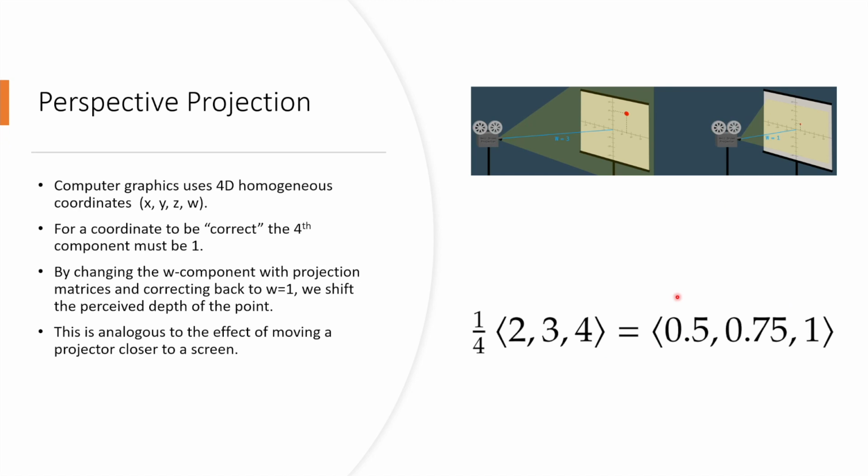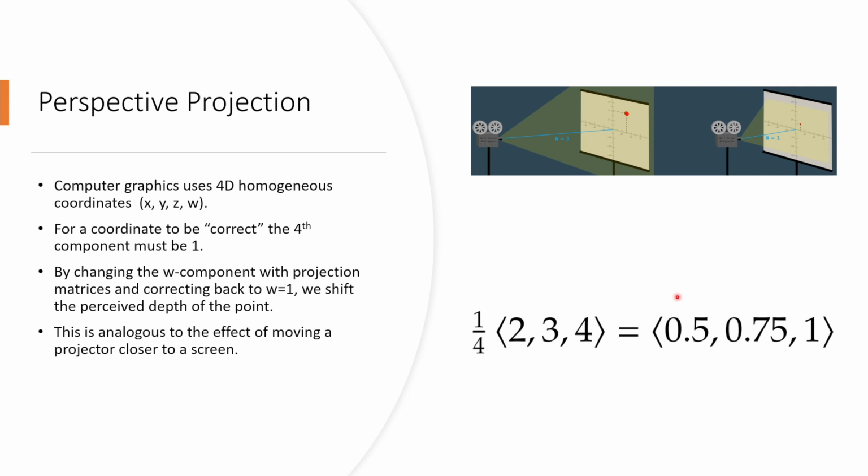And so finally, computer graphics uses these four-dimensional homogeneous coordinates, where we introduce a fourth W component. Now, for this to be correct within the context of computer graphics, the fourth component must always be 1. And so this allows us to introduce an interesting behavior to gain depth perception and perspective by shifting that W component and then correcting it back to 1. We change the overall scale of the axes of the scene, and it gives us various types of projections.